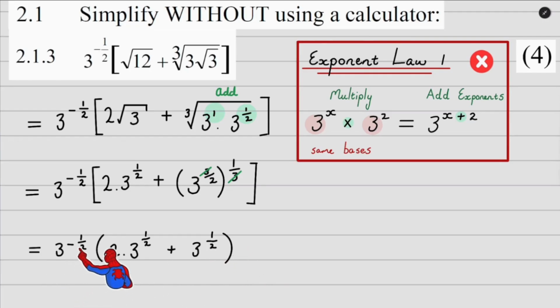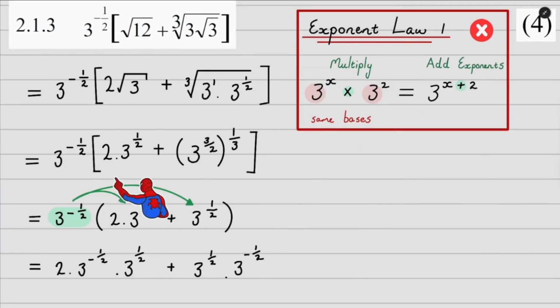Okay, we're almost there. Now we're going to distribute this into the bracket. Okay, so I've distributed that in there. And then I just put the 3's next to each other to set myself up to use exponent law 1 again. And then over here, we just put them next to each other. Now we can see the same base here and here, and they are being multiplied, so I can add their exponents, and the same will be true over here.